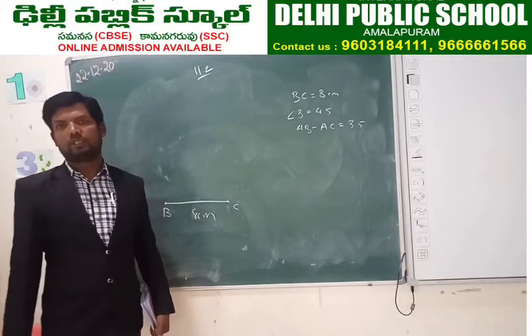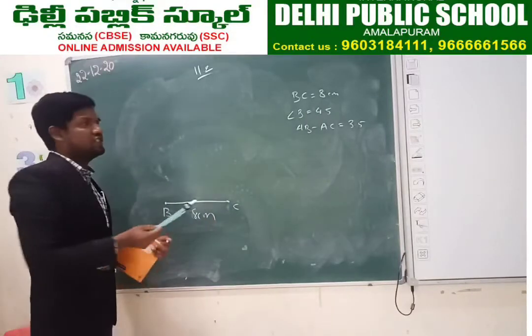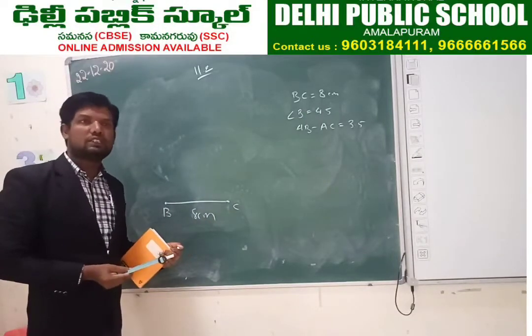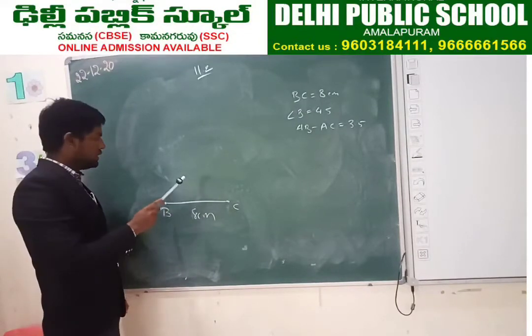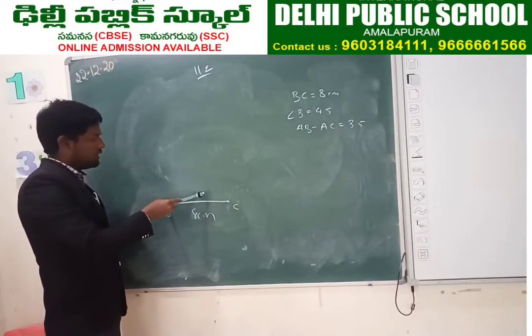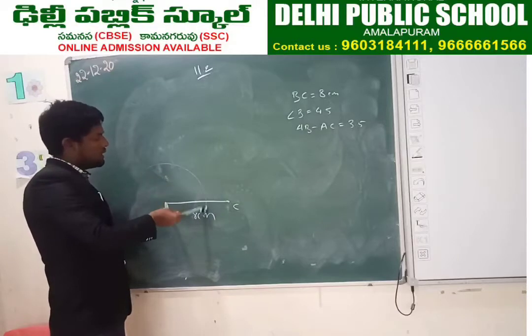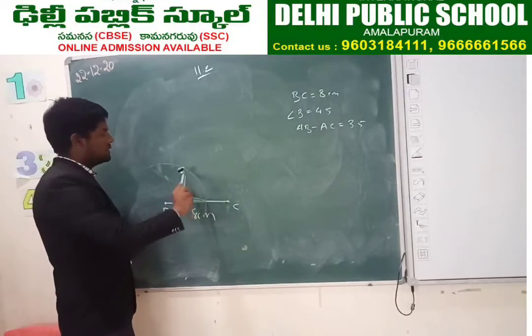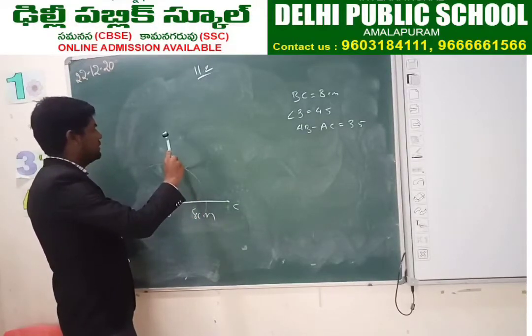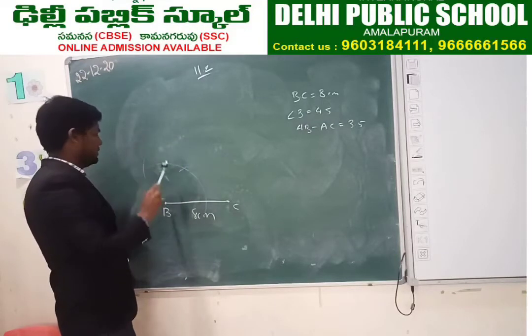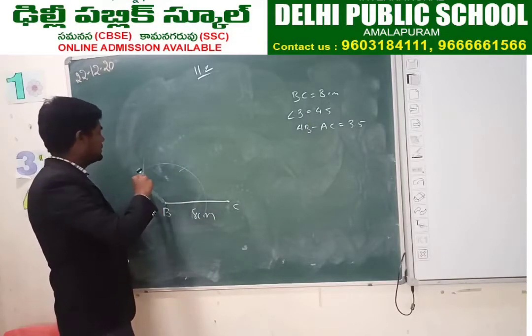Construct 45 degrees. For constructing 45 degrees, what we have to do first? Construct the 90 degrees, then do the angle bisector. Put a pointer on B, take more than half. With this construct 60, with 60, you have to construct the 90 degrees.